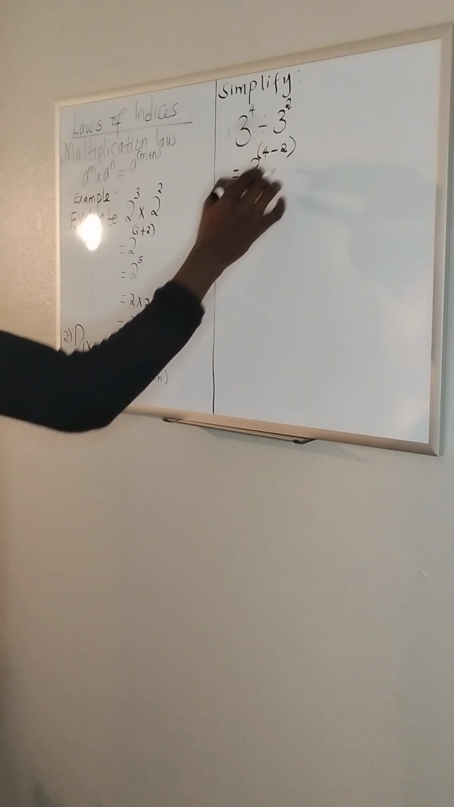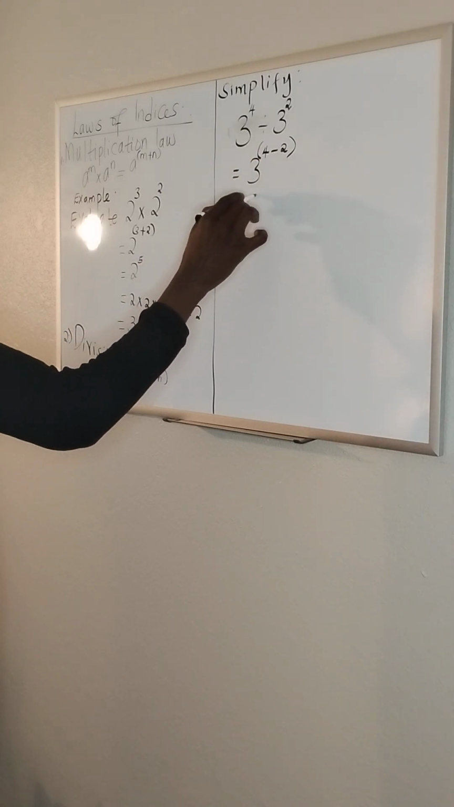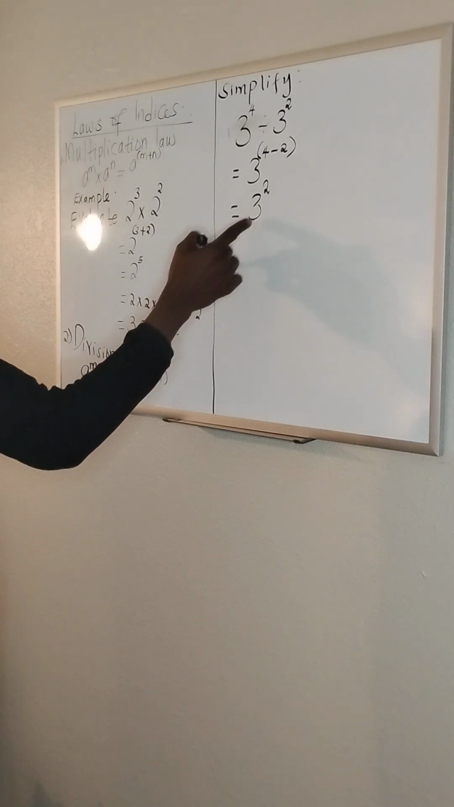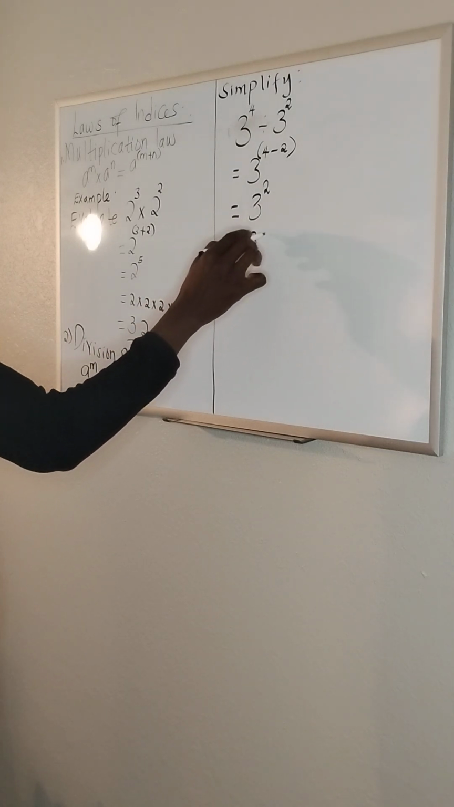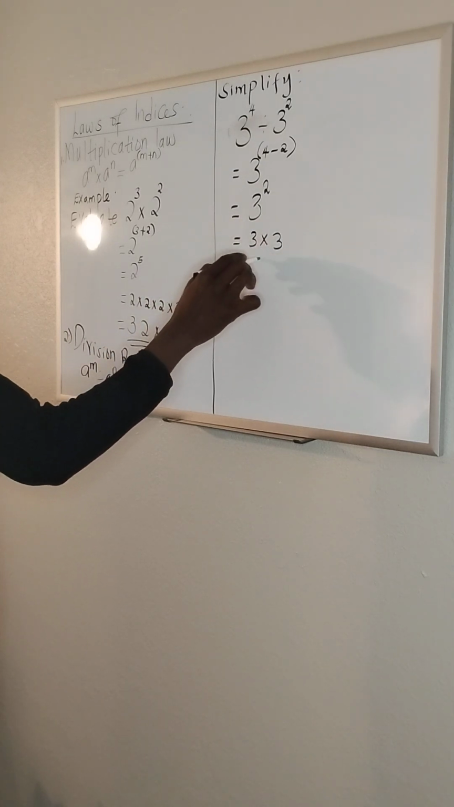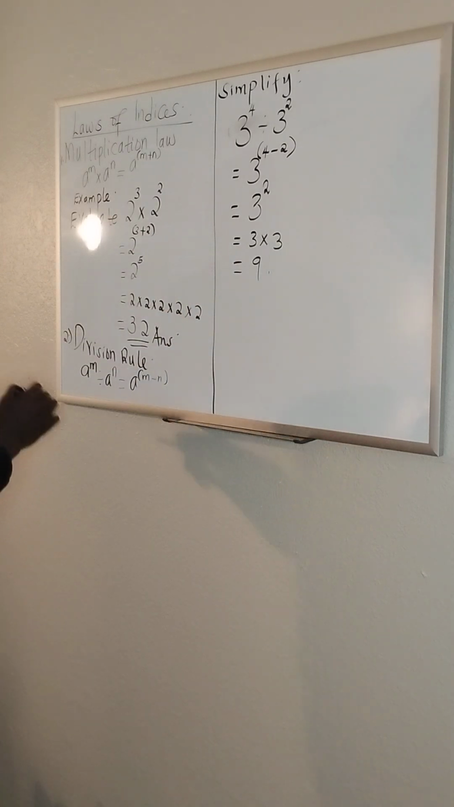4 take away 2. It is 3 raised to the power of 2. 3 raised to the power of 2 is the same as 3 multiplied by 3, which will be equivalent to 9. So that is the division rule.